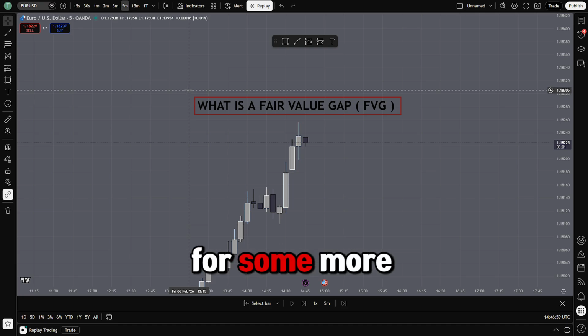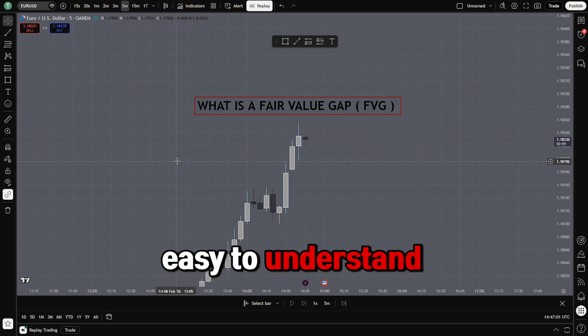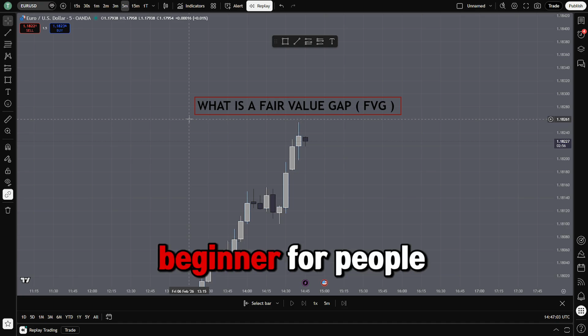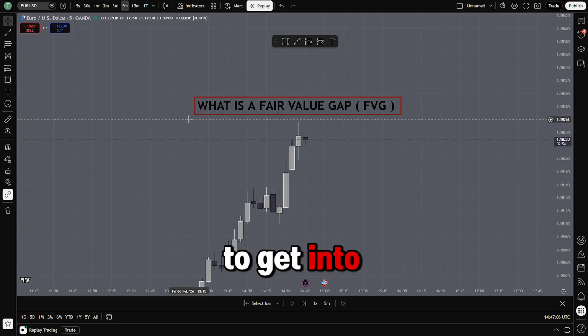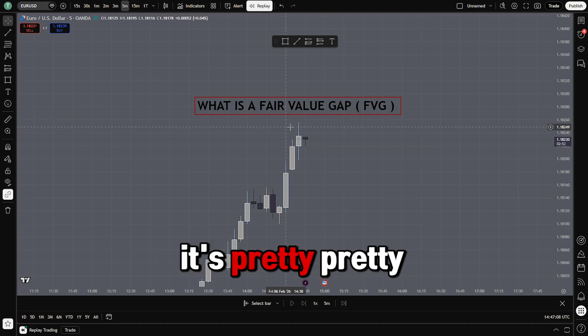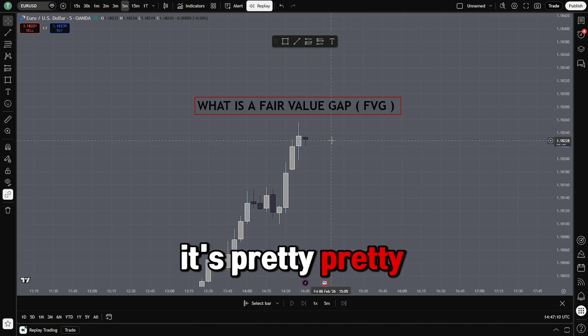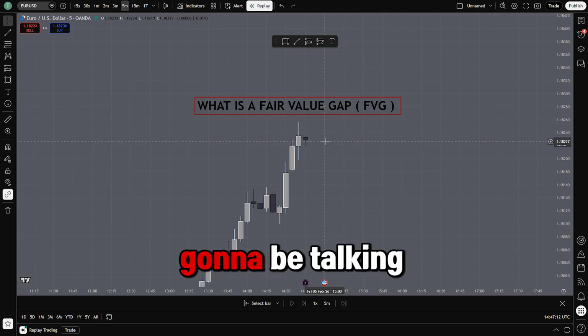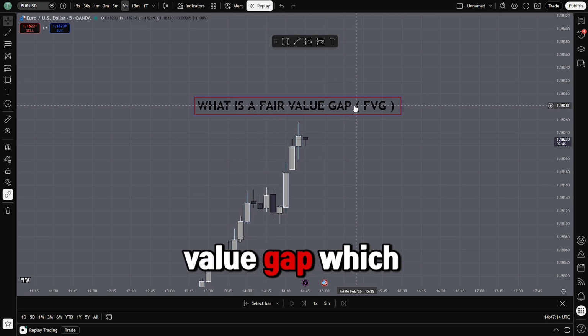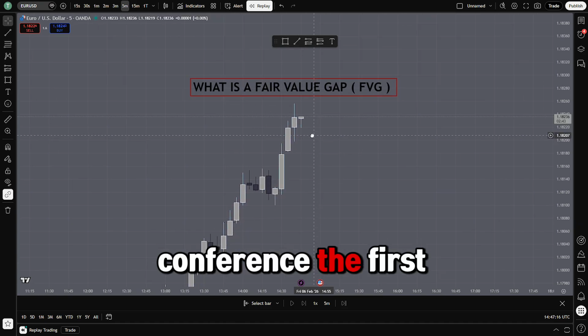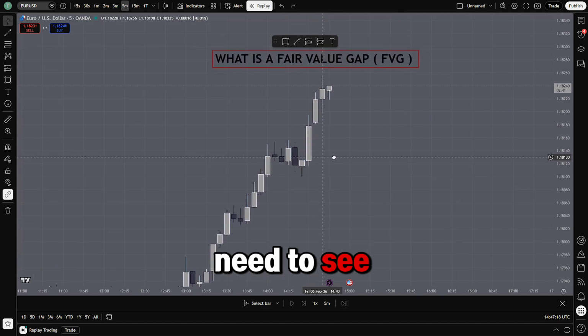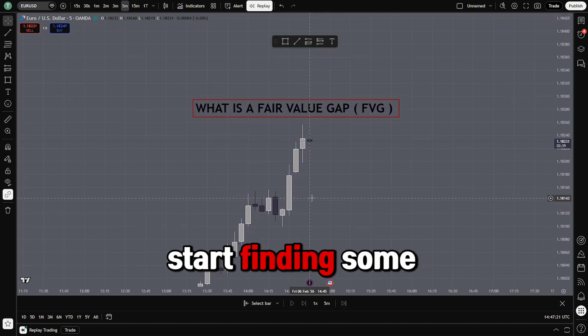And of course, for some more advanced traders, it's easy to understand, but for beginners, for people who are starting to get into trading, it's pretty confusing. So today we're going to be talking about the fair value gap, which is the first confluence, the first thing that we need to see and find in the market to start finding some entries.